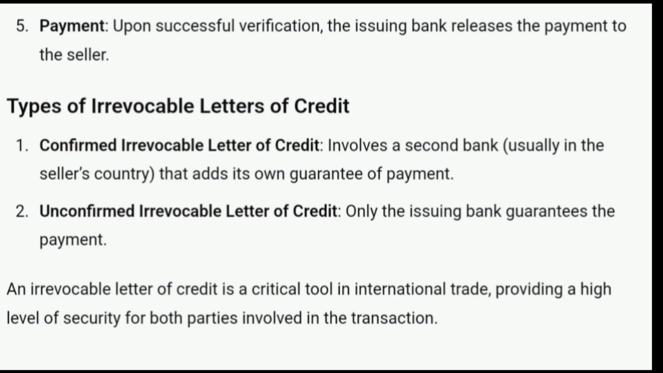Now we will discuss the types of irrevocable letter of credit. First one is confirmed letter of credit. It involves a second bank, usually in the seller's country, that adds its own guarantee of payment. Now point number 2 is unconfirmed letter of credit. Only the issuing bank guarantees the payment.